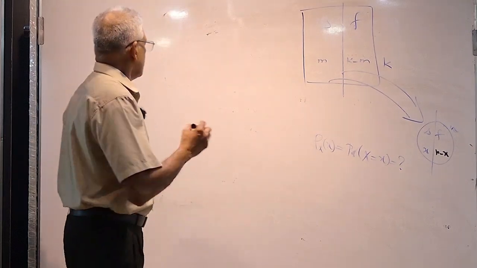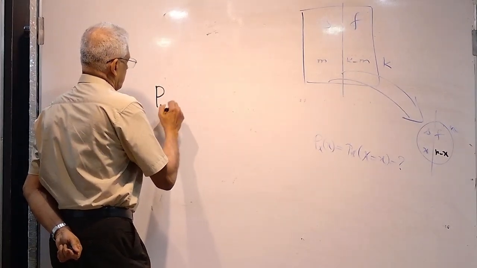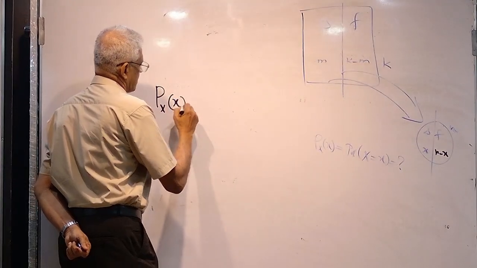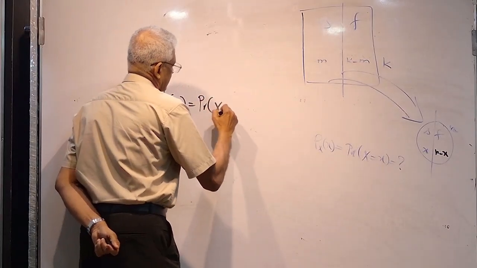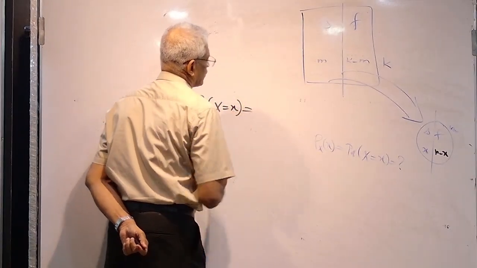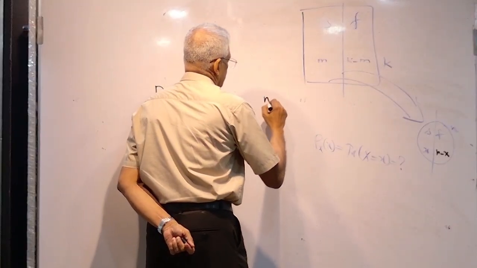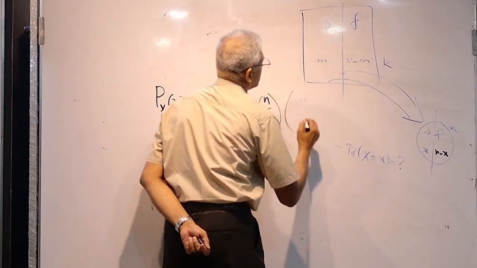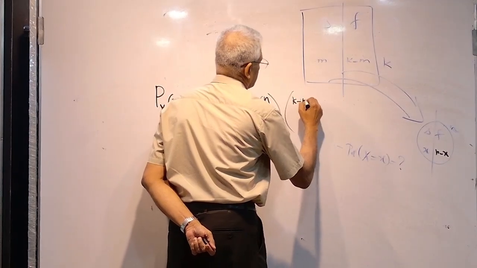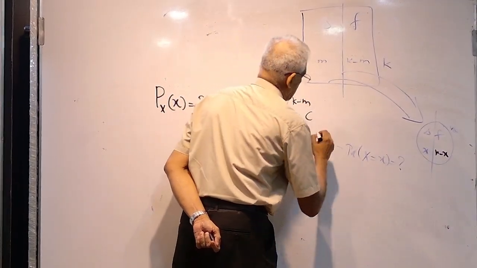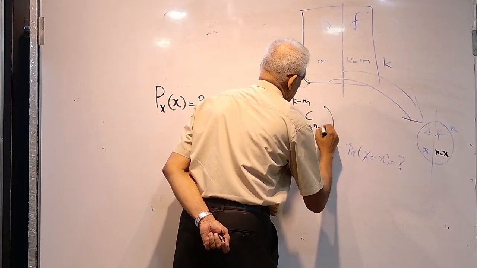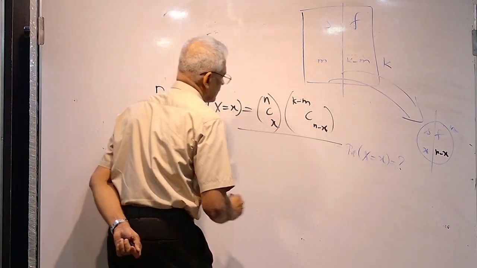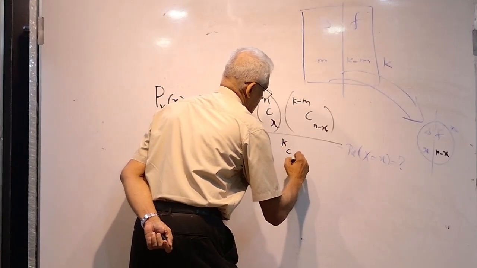අපිට arrangements බලන්න ඕනේ නැහැ, combination බලපුවාම ඇති. එතකොට ඔයගොල්ලන්ට තේරුම් ගන්න පුළුවන් P(X = x) will be equal to what? mCx times k-m C n-x divided by kCn.